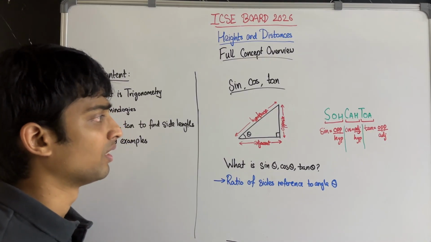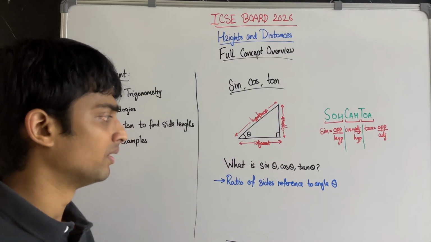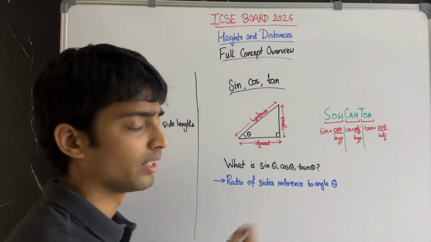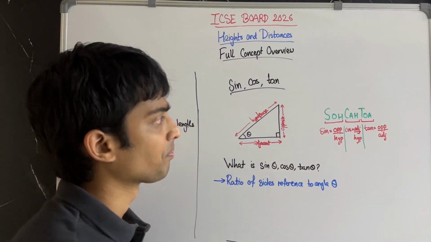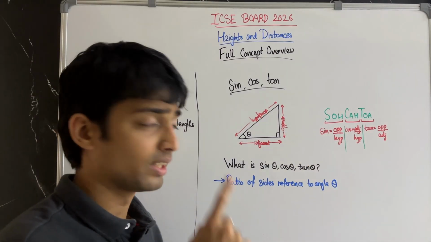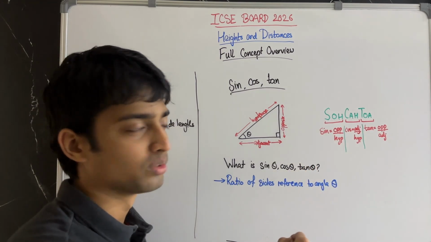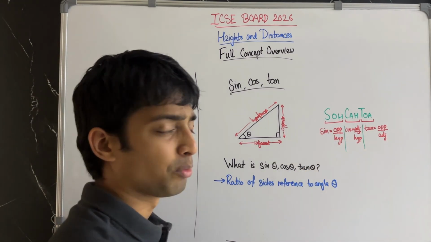People get confused in the right angle triangle. What is sine theta, cos theta, tan theta? They are nothing but the ratio of sides with reference to the angle theta. So this is the acronym which you can memorize: SOHCAHTOA. So just remember this, SOHCAHTOA. Sine is equal to opposite upon hypotenuse. Cos means adjacent upon hypotenuse. Tan means opposite upon adjacent.